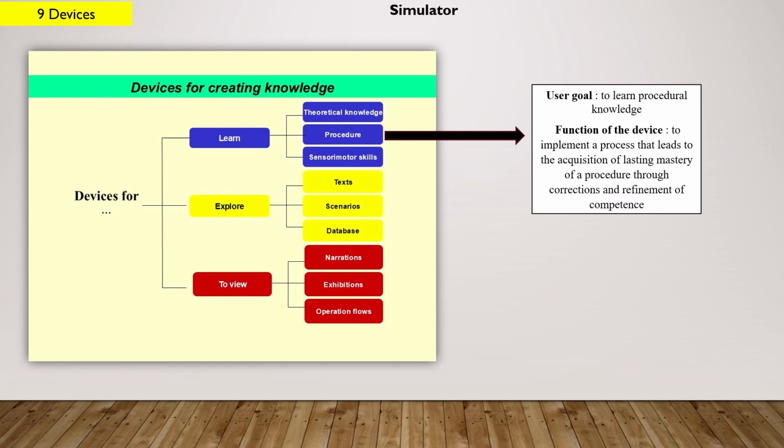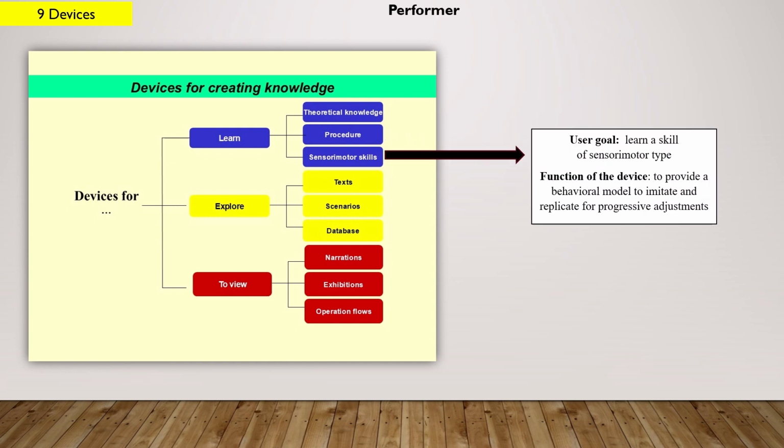Simulator device. User's goal: to learn procedural knowledge. Function of the device: to implement a process that leads to the acquisition of lasting mastery of a procedure through corrections and refinement of competence. Performer device. User's goal: to learn a sensoromotor skill. Function of the device: to provide a behavioral model to imitate and replicate for progressive adjustments.